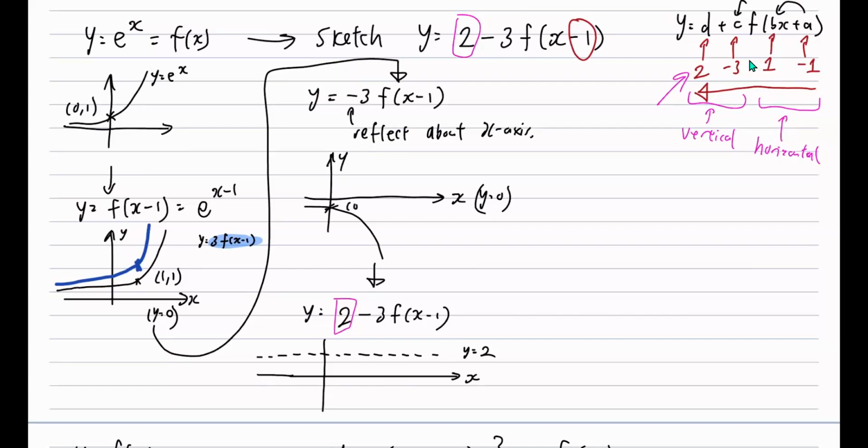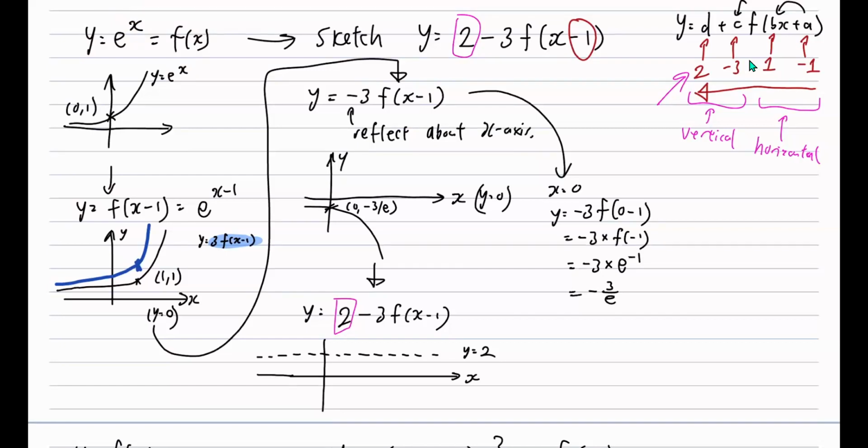Let's calculate this now. When x equals 0, what do you get? Let's see, x equals 0, y equals negative 3 times f of 0 minus 1, which is negative 3 times f of negative 1. What is my f? f(x) is e power x. So f of negative 1 will be e power negative 1. Okay, so it's negative 3 over e.